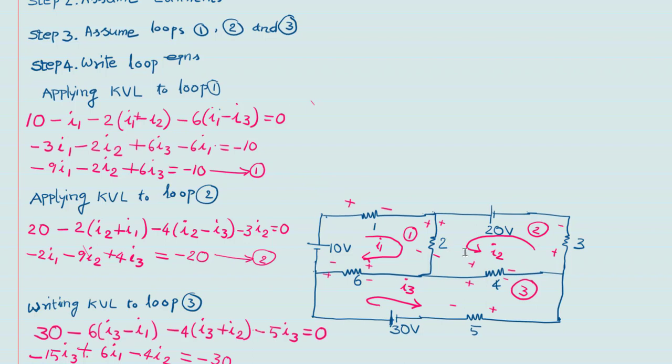So into 2. And with respect to loop 1 only, we have to give the sign for the voltage drop. Because with respect to loop 1, this is positive, this is negative. Going from positive to negative is called voltage drop. So we get minus 2 into (I1 plus I2).